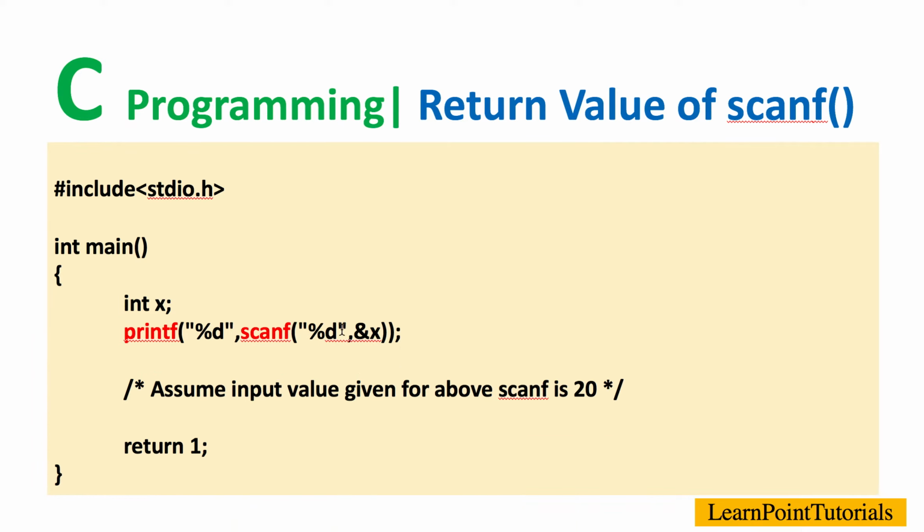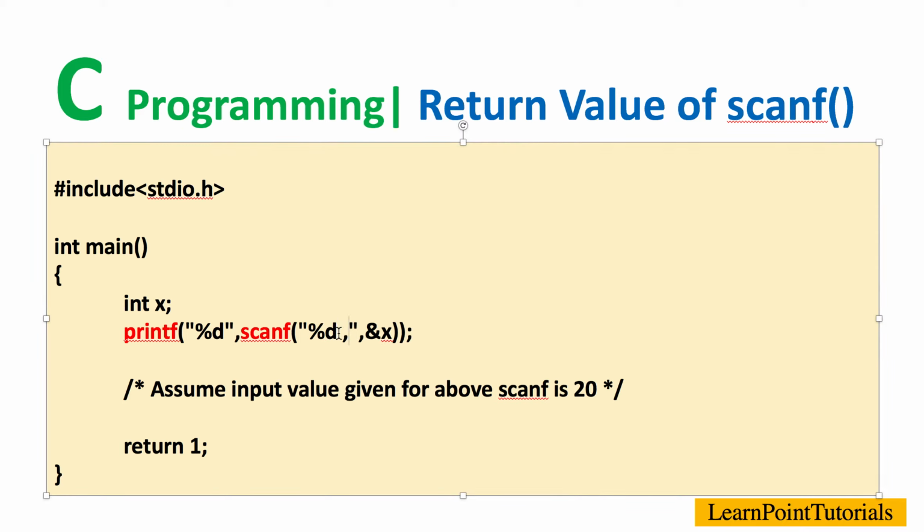Now you've understood, right, that in this particular code the output will be 1. Now just assume that we have something like this: we have %d %d, and suppose we take two variables x comma y. Now this scanf is scanning or reading two values, two inputs, and storing one in x and the other in y. So what will be the output of this code snippet? In this case, the output will be 2.